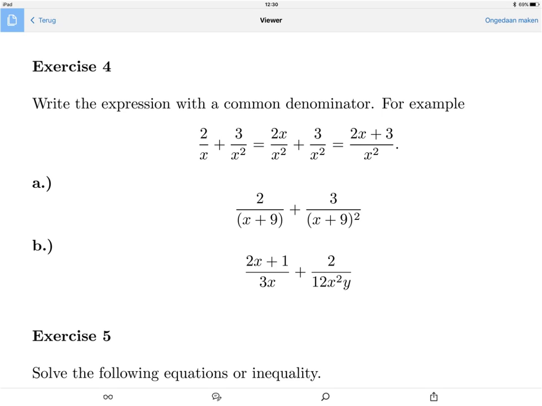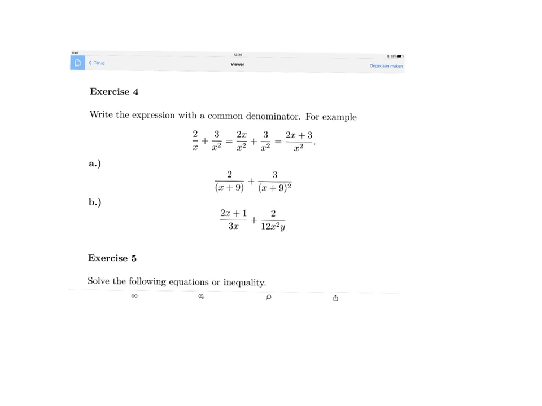So this is the clip for exercise 4 of week 1. Write the expression with a common denominator. Here's an example. So I will first start to discuss this exercise here. What is A in my order here? So let's put this in the corner that I can write here.